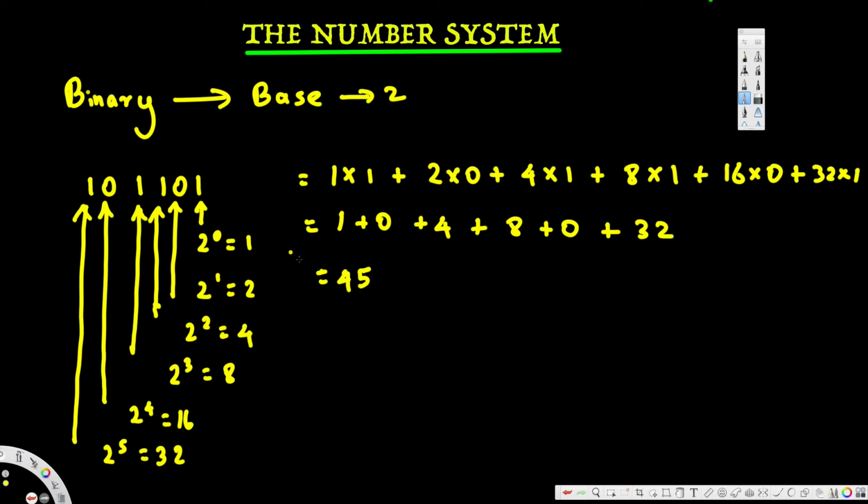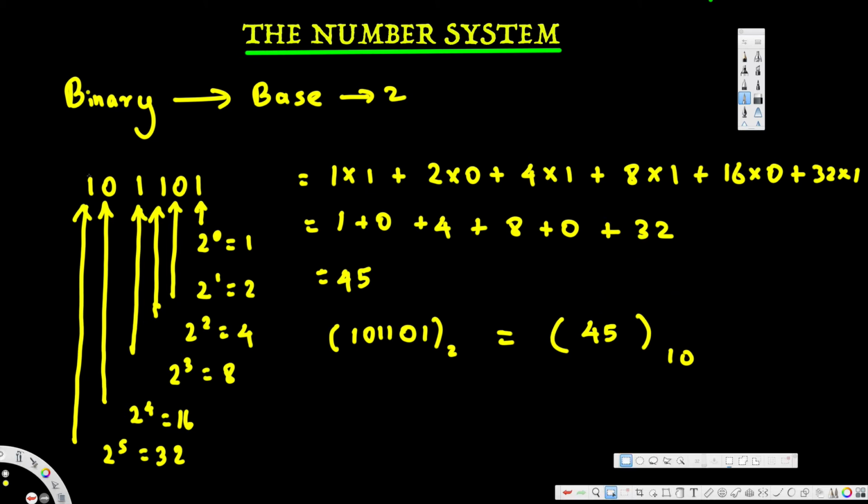For example, in the exam they may ask, convert this one into decimal, like 101101 base 2, and they will put a bracket like this with base 10, and the answer here should be 45, right? And that's how we convert a number from binary to decimal. Now let's look at a number with a fraction, with a decimal point.